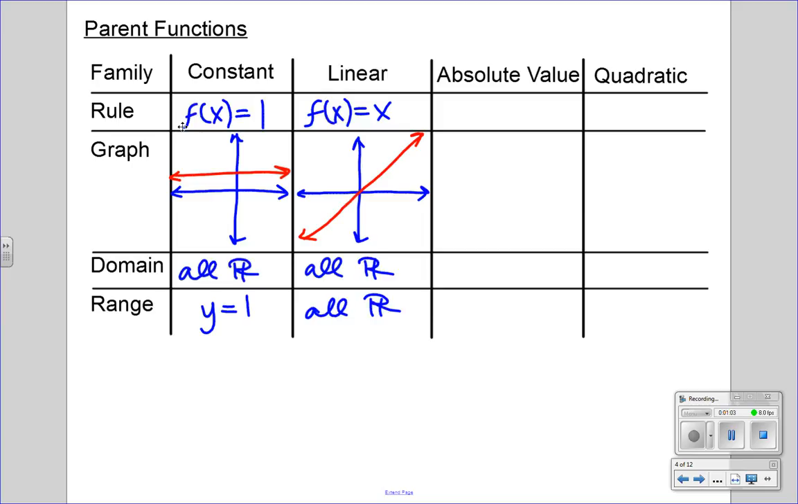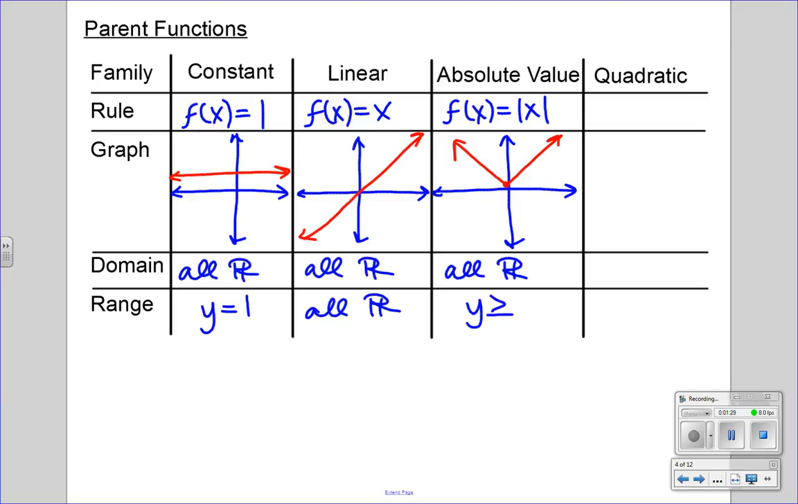Okay, next we have absolute value, which is f of x equals the absolute value of x. Our graph is going to start at the origin and be a V, up 1 over 1. Okay? The domain for this is all real numbers, and the range is y is greater than or equal to 0 because the graph starts at 0 and goes upward in the positive direction of the y.